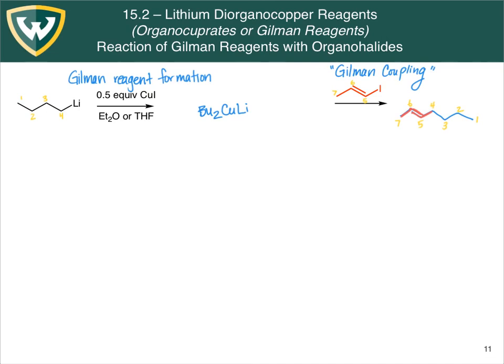Keep in mind that this is not an SN2 reaction. We are not taking a butyl anion and adding it here to kick out iodide. That is not how this mechanism works. You don't have to know this mechanism, which is handy for you, but it is important that you not draw it as an SN2 reaction, because we cannot do SN2 chemistry on an sp2 hybridized center.